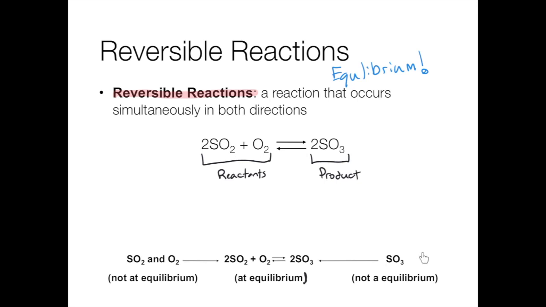So if you have all SO3, this reaction would happen from right to left. If you had all SO2 and O2, this reaction would happen to the right. But eventually, the reaction proceeds both directions and achieves a state of equilibrium where you have a little bit of both reactants and product in the beaker at the same time. Now, because these are reversible reactions, we don't just represent an arrow pointing in one direction, but we have a double-sided arrow representing reversibility.